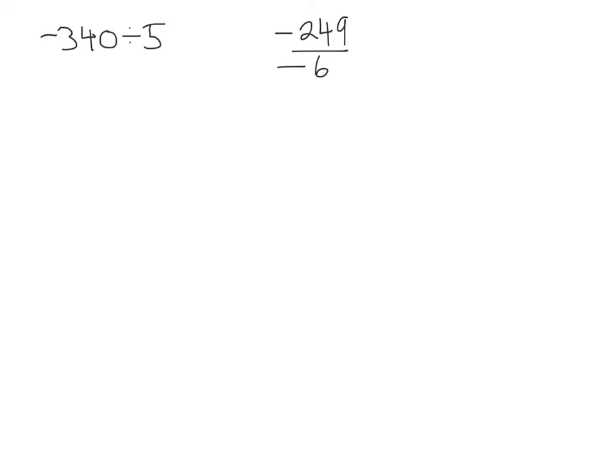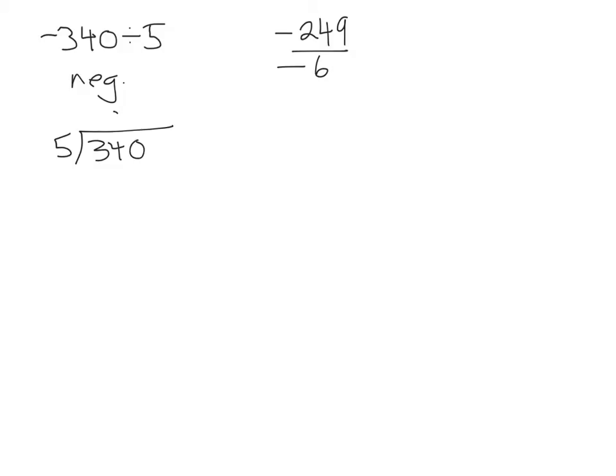Before we start writing out the problem, I want to make sure I think first, what's the sign of my answer going to be? Negative 340 divided by positive 5, they have different signs, so I know my answer is going to be negative. Now, I can set up my long division. Got 340, and I'm dividing by 5. So 5 doesn't go into 3, but 5 does go into 34.